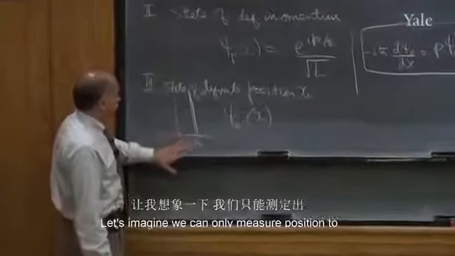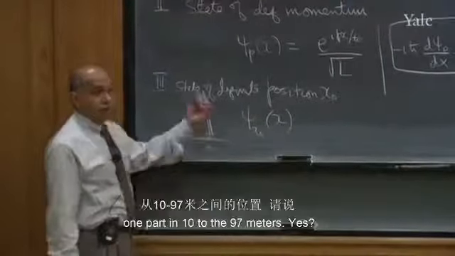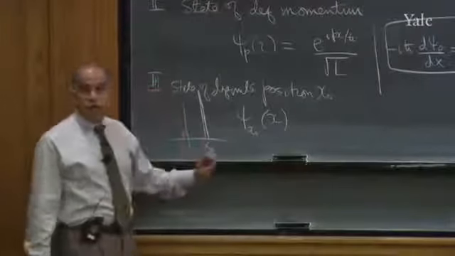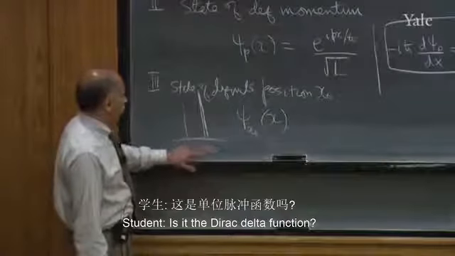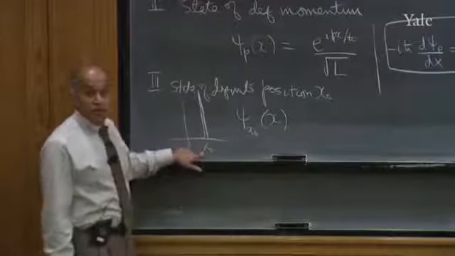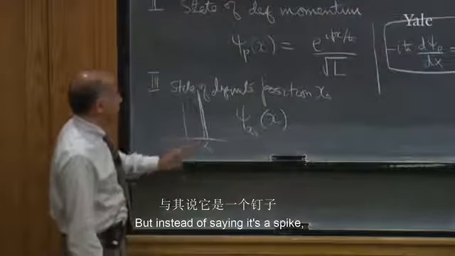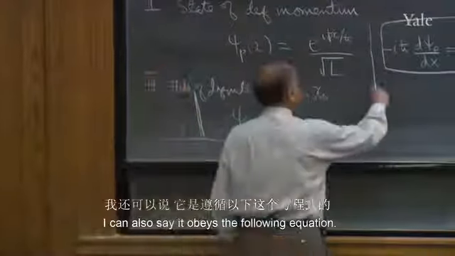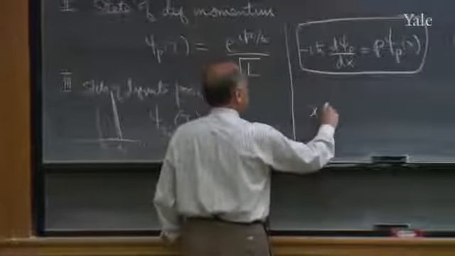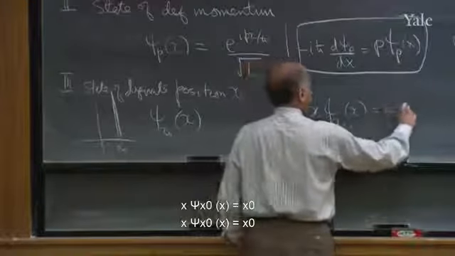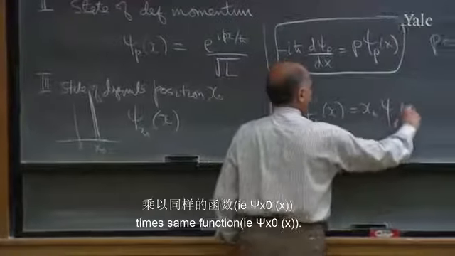Let's imagine that we can only measure position to one part in 10 to the 97 meters. This one is not, but eventually it will become that. But I just want to keep it like this. But instead of saying it's a spike, I can also say it obeys the following equation: x times psi of x naught is equal to x naught times the same function.